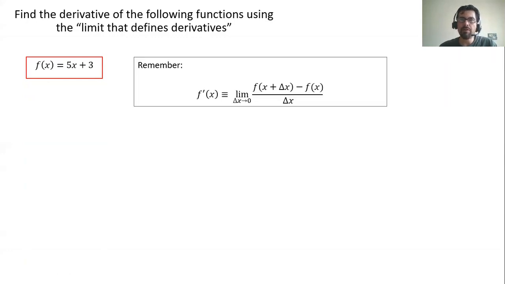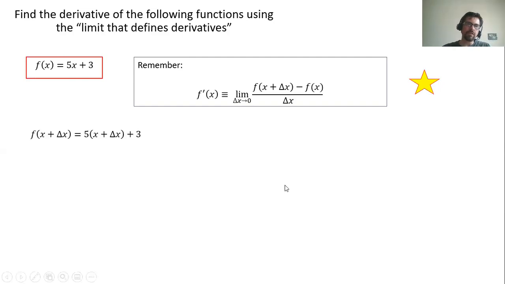We have to remember that the derivative can be defined as the limit as delta x approaches zero of the quotient, the function at x plus delta x minus f of x, all over delta x. This is very, very important. We have to remember this definition of a derivative using limits.